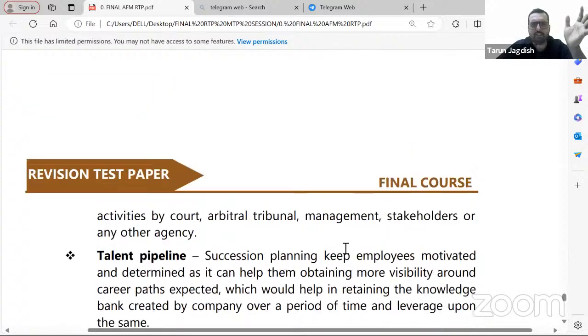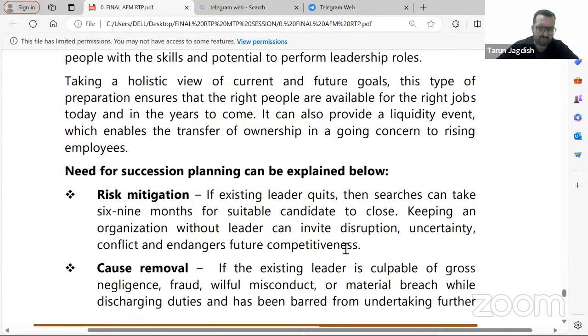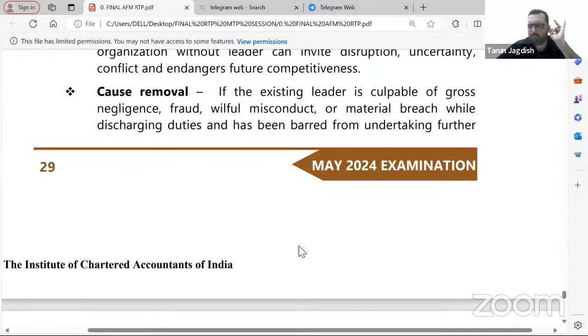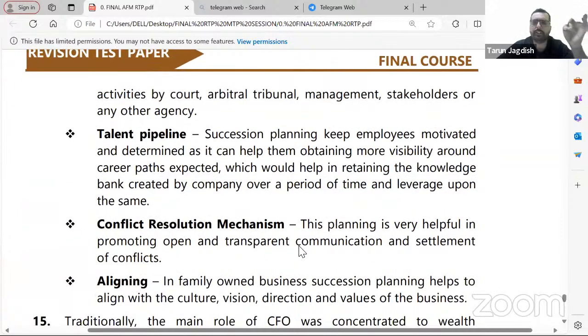So these are the reasons for succession planning. Risk mitigation: risk will be reduced. Cost removal: fraud of the earlier fellow should not go to the second fellow. Point number 3 is talent pipeline: you will have a pipeline of people ready with talent in your company. Any conflicts that come, resolve them early rather than in the end, and you align with the company's culture and values. Everybody clear with this part?